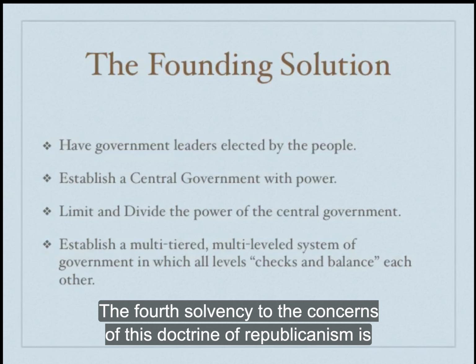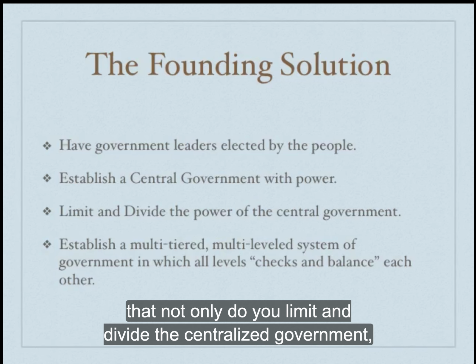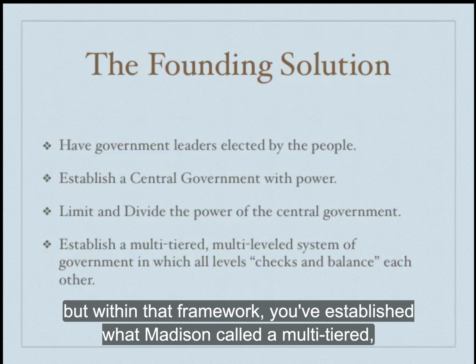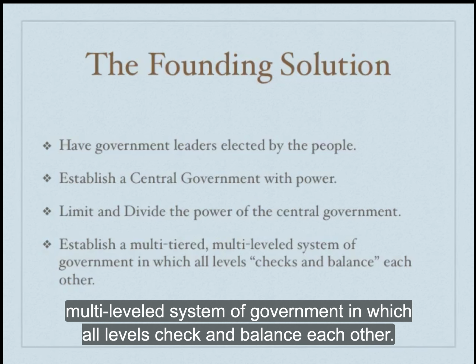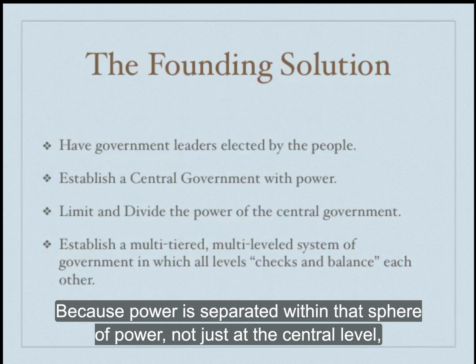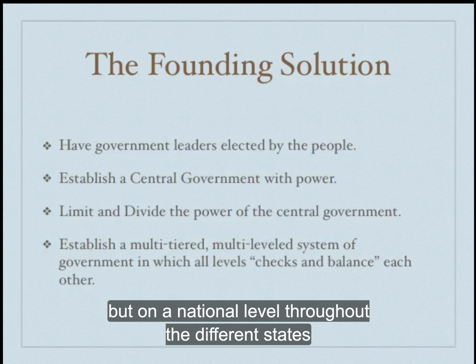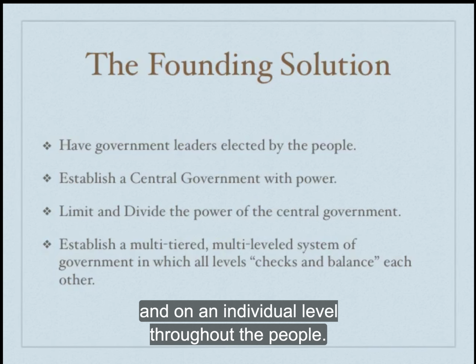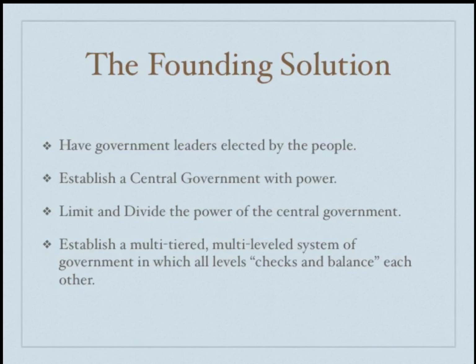The fourth solution to the concerns of this doctrine of republicanism is that not only do you limit and divide the centralized government, but within that framework, you establish what Madison called a multi-tiered, multi-leveled system of government in which all levels check and balance each other, because power is separated within that sphere of power, not just at the central level, but on a national level throughout the different states, and on an individual level throughout the people.